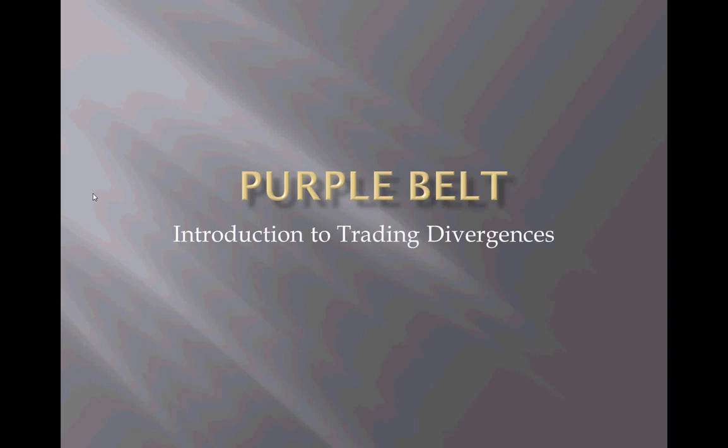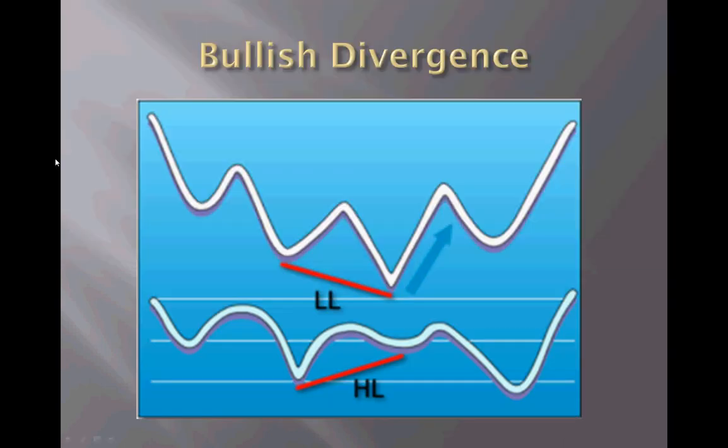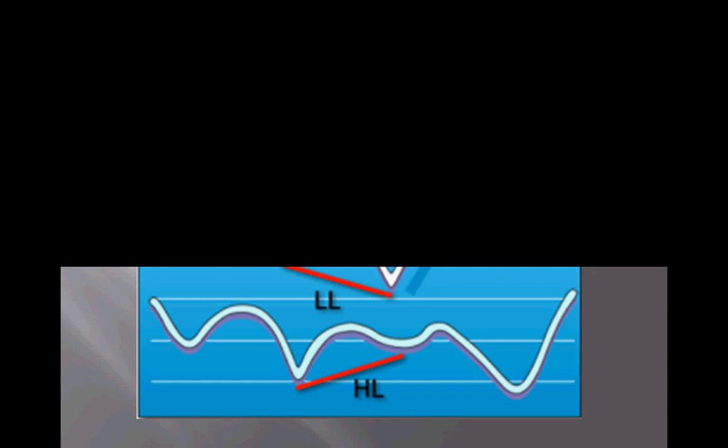Using divergence trading can be useful in spotting a weakening trend or reversal in momentum. Sometimes you can even use it as a signal for a trend to come. There are two types of divergences, regular and hidden. Regular divergence is used for a possible sign of a trend reversal.